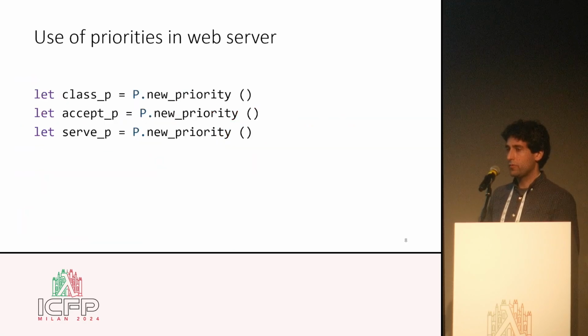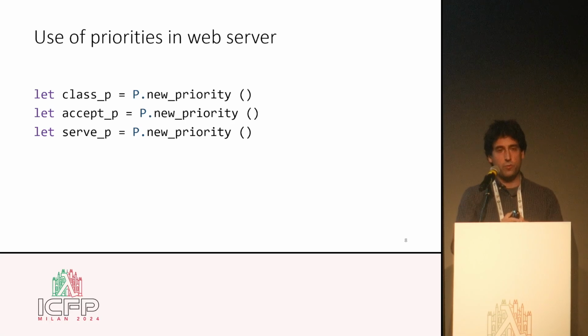In our web server example, we have 3 priorities. The lowest one is the priority that we use to classify the hosts in the background. The middle priority is the one that we use for the loop that accepts new connections. And the highest priority is for serving existing connections. Each of those is just a call to new priority.